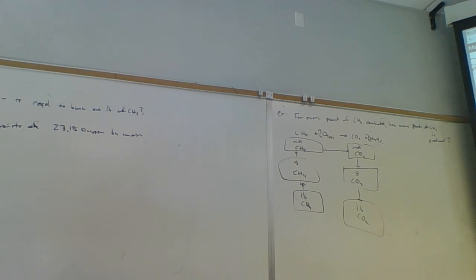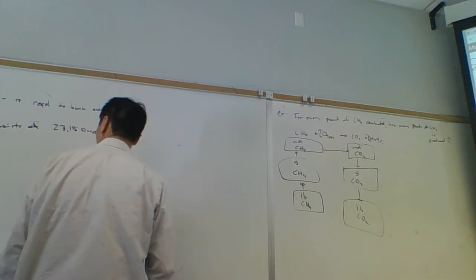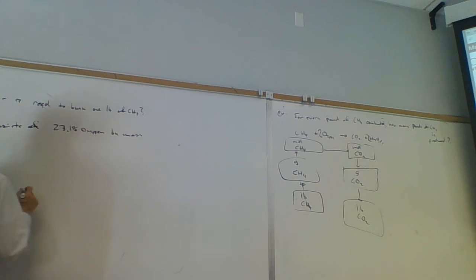So this is going to be another stoichiometry problem. We're going to start off with 1 pound of methane, 1 pound of CH4. And then where do we want to go? Actually, we can map this out. Maybe we should do that first. If we map it out, it's CH4 plus 2 O2 yields CO2 plus 2 H2O. Okay, I'm not going to write the states in.